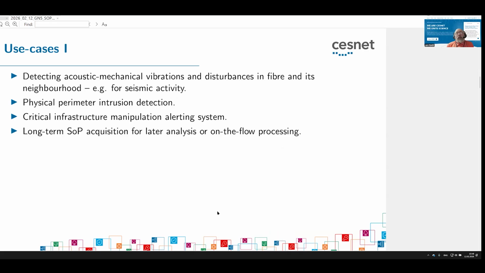Use cases, this is something really important for users, perhaps not for us as developers. Basically, you can detect vibrations and disturbances in fiber, and of course, in its neighborhood. One great example is seismic activity. Intrusion detection is just another point. You can look after your critical infrastructures with an alerting system.